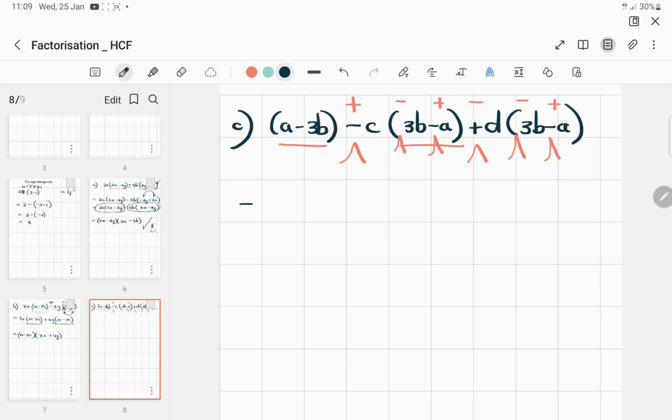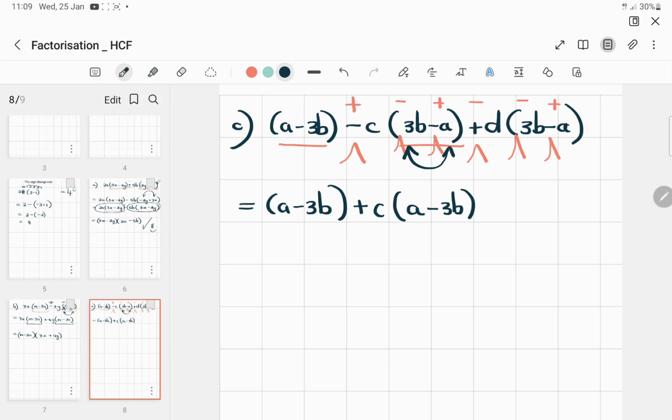Okay, so I'm going to start with a minus 3b. So the negative becomes a positive c. And then I'm going to change the negative a. I'm going to swap it around as well. So the negative a becomes a positive a. And the positive 3b becomes a negative 3b. Oh, voila, voila. Look at those brackets being the same.